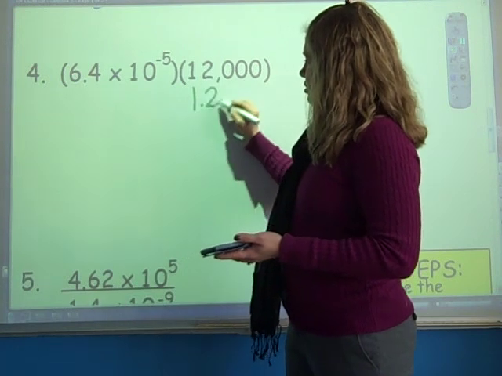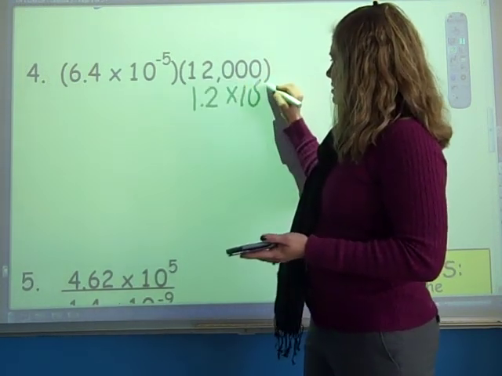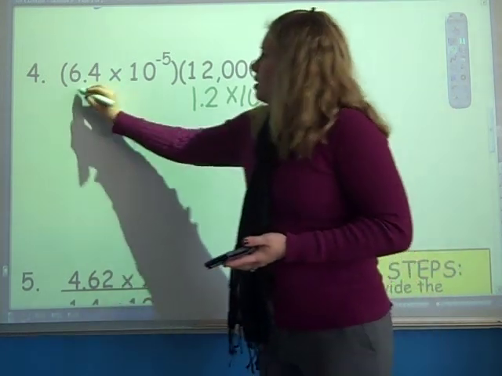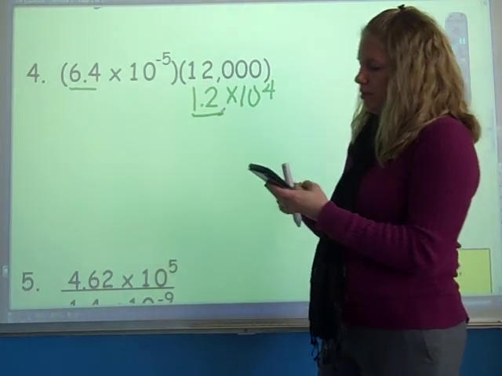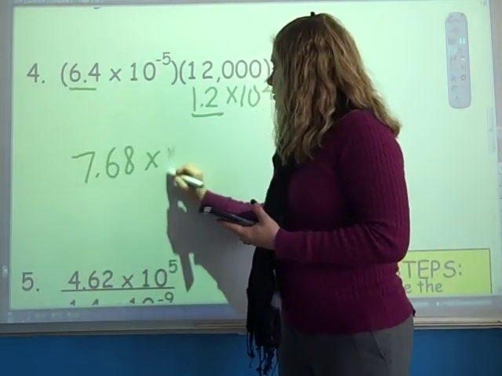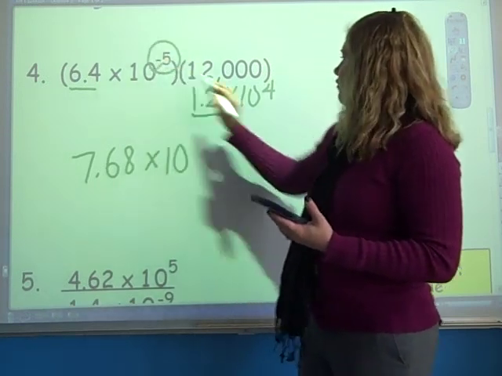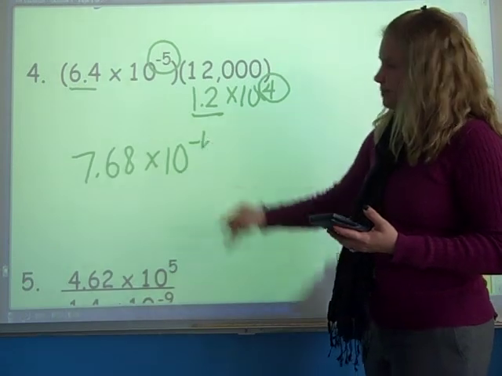This is 1.2 times 10. 1, 2, 3, 4 places to the 4th. Multiply these two numbers. 6.4 times 1.2. I get 7.68 times 10. Negative 5 plus 4 gives me a negative 1.